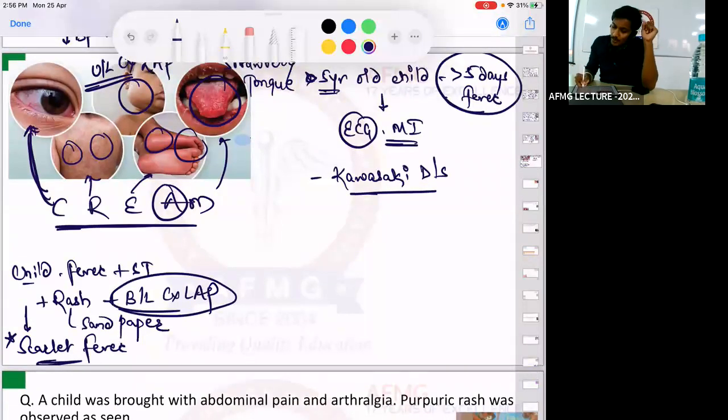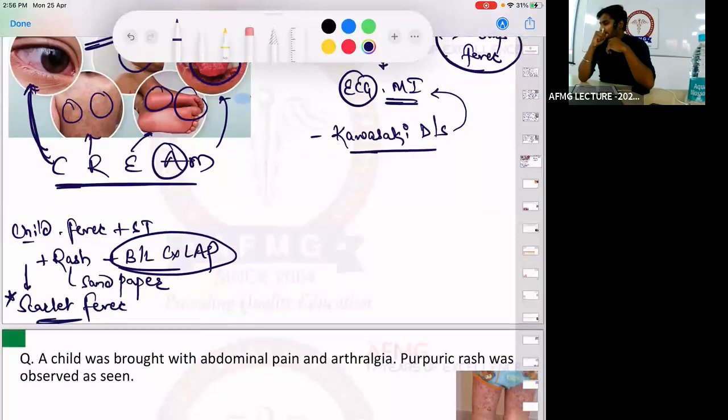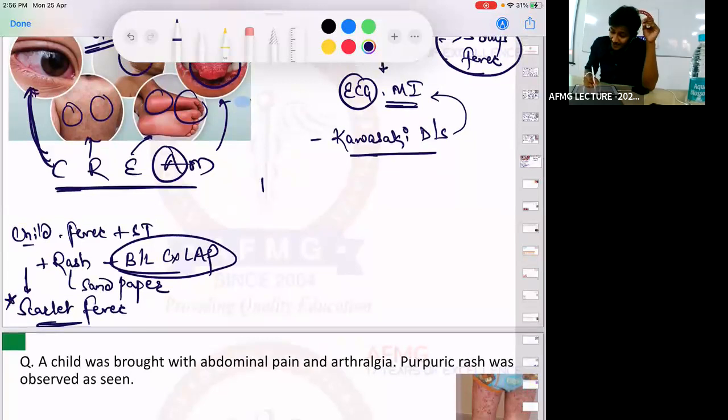What is the most common complication of Kawasaki disease? No issues with this, anybody? Now, what is the treatment in cases of Kawasaki disease, guys? Drug of choice is?